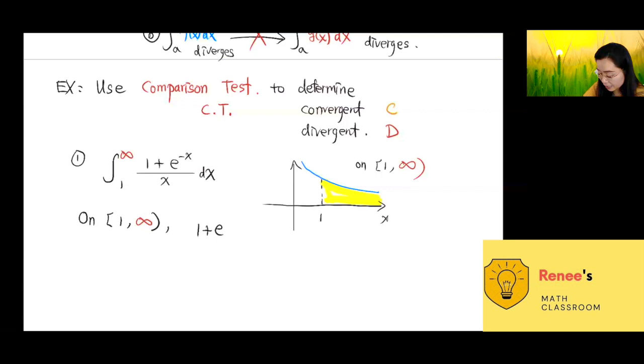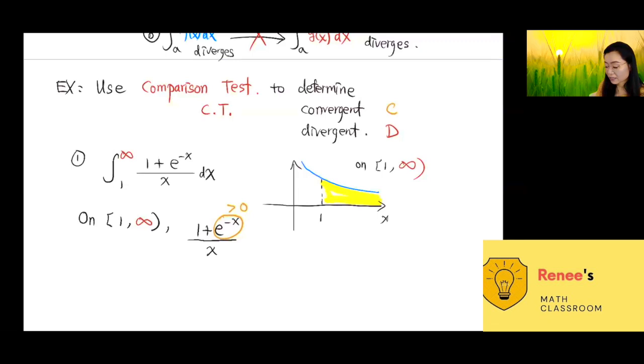On 1 to infinity, this function that we integrate is a positive function because this part right here, e to the negative x, is always greater than 0. Because the base e is positive, about 2.7, e raised to any exponent is positive, so 1 plus a positive number divided by x, where x goes from 1 to infinity, is positive.